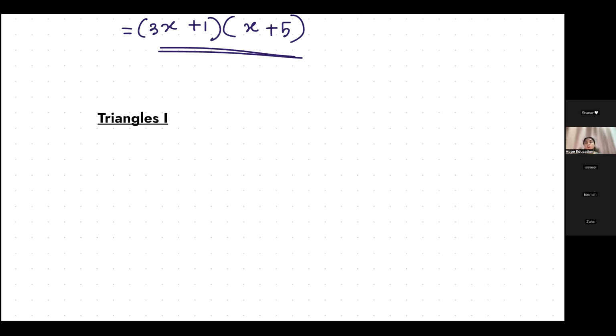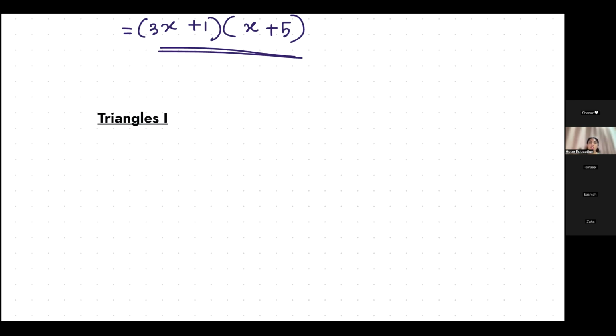Now in this session, we are going to be talking about certain theorems. If you remember, in congruency we learned 4 theorems: SAS, SSS, RHS, and AAS. What we call theorems are actually sort of like rules in mathematics. In mathematics, there are certain rules.